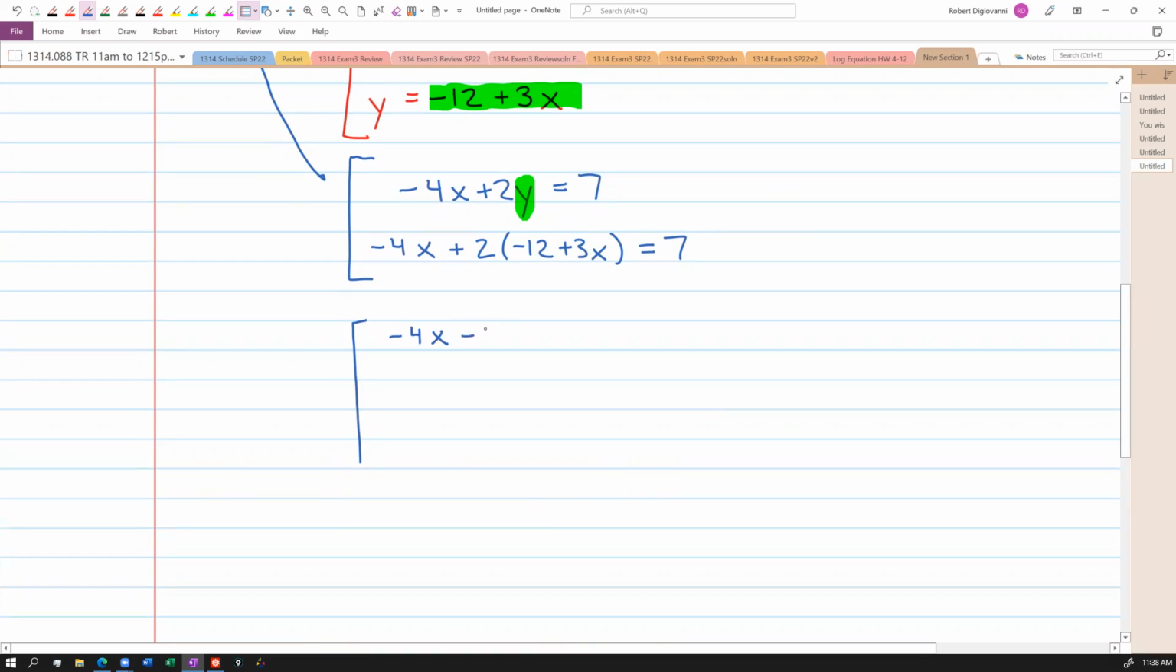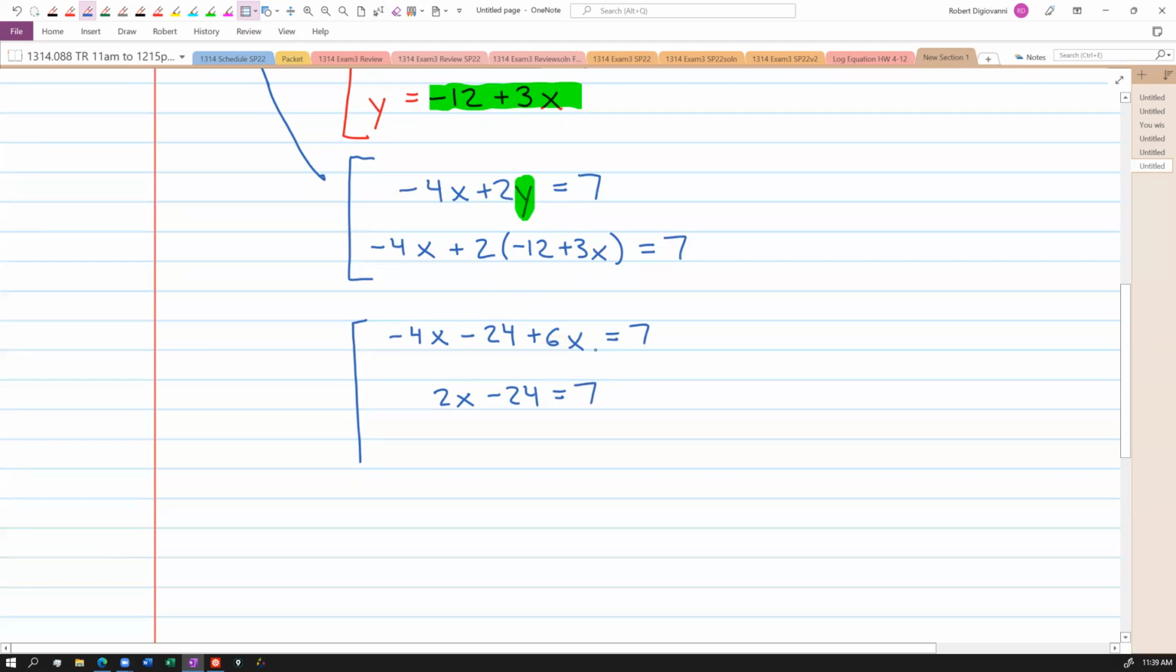I'll distribute that 2 through. And this gives me this, right? Distribute the 2 through here. And then collect like terms. I have a negative 4x and a positive 6x. That should leave me with 2x minus 24 equals 7.